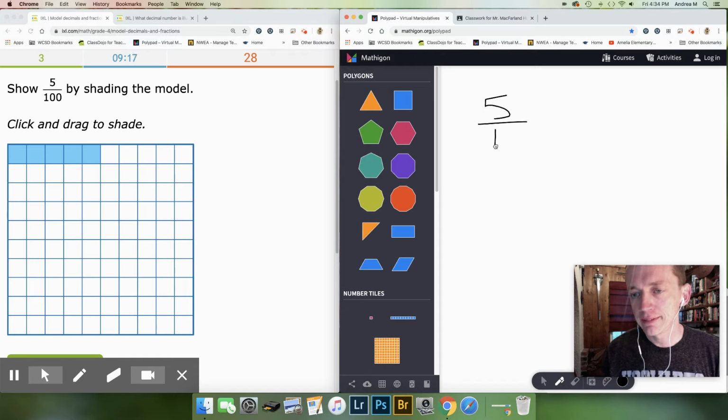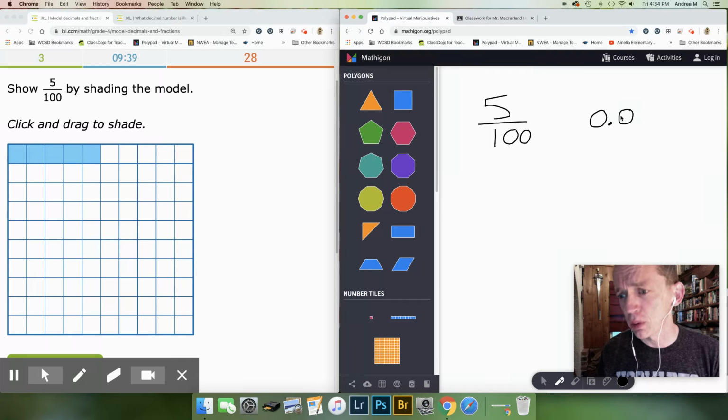5 out of 100. What does that look like as a fraction? Do I have the whole thing shaded? No, I don't. So that's going to be a 0. Put my decimal point right there. Do I have any full rows? No, I don't have any full rows. So what I'm going to say is 0. I don't have any full rows.